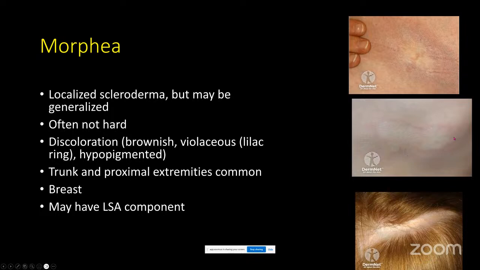Localized morphea clinically presents as sort of hypopigmented areas, a lot of times hyperpigmented around it. People refer to it as a lilac ring. Sort of breast is an area you can get it, buttock, inner thighs. And then there's a variant that you get on the scalp called en coup de sabre, or like a laser cut or saber cut.